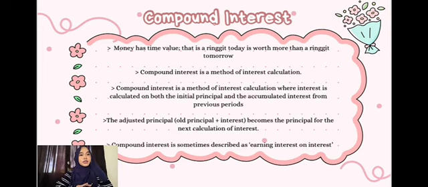Second, compound interest is a method of interest calculation where interest is calculated on both the initial principal and the accumulated interest from previous periods. Third, the adjusted principal, or principal plus interest, becomes the principal for the next calculation of interest. Lastly, compound interest is sometimes described as earning interest on interest.